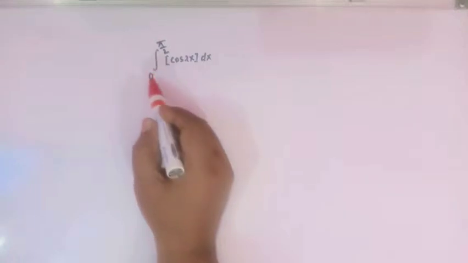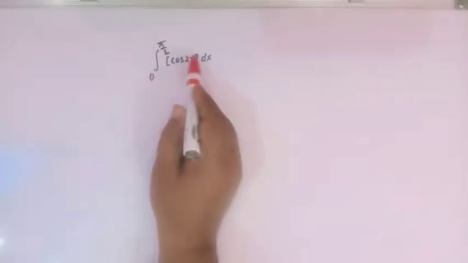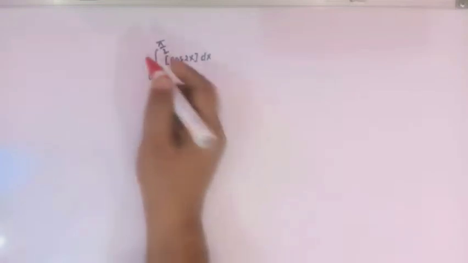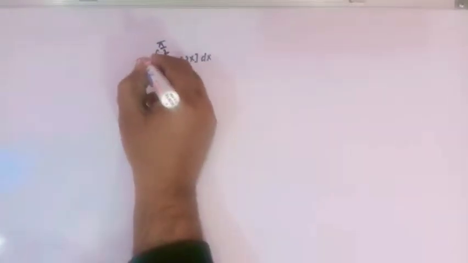Hello viewers, in today's class we are going to solve one important definite integral involving the greatest integer function. So here we have the integral from 0 to pi by 2 of greatest integer cos 2x. So let us start. Let us call this integral I.